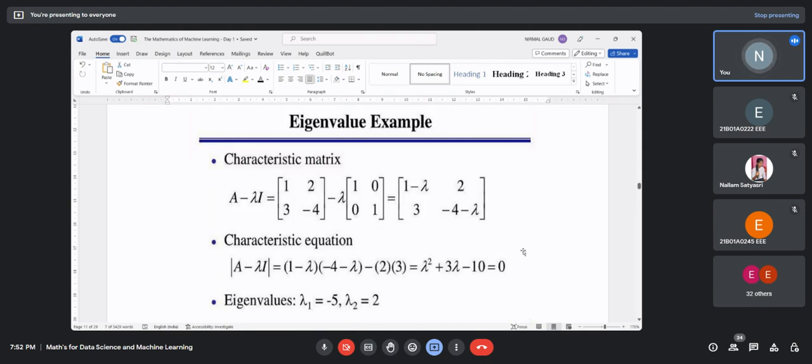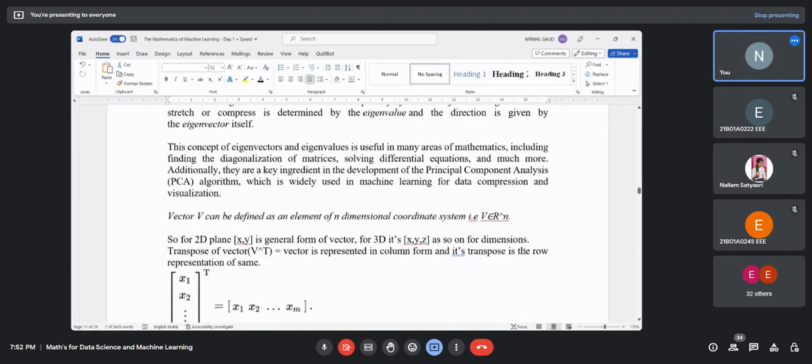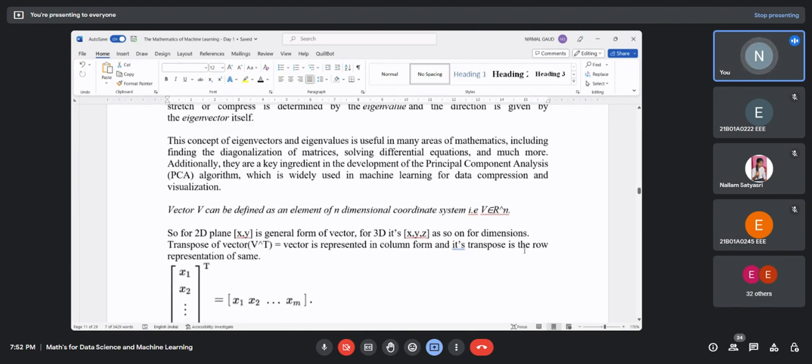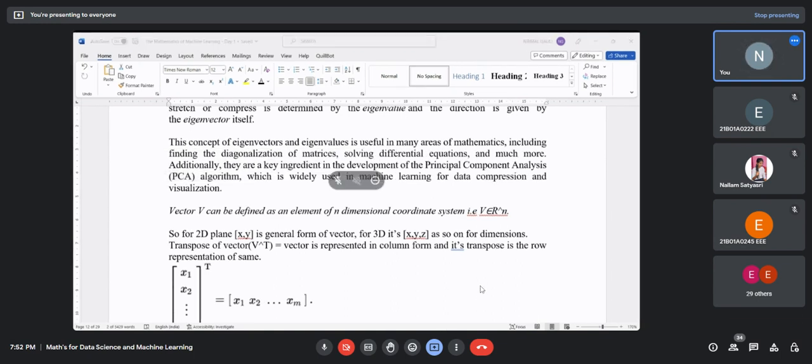So eigenvalues and eigenvectors are very important, remember. And as I already told you, eigenvectors and eigenvalues are very useful, and one of the algorithms I talked to you about is principal component analysis. This PCA, principal component analysis, requires a step of eigenvalues and eigenvectors along with the covariance matrix. So definitely I'm going to use it.